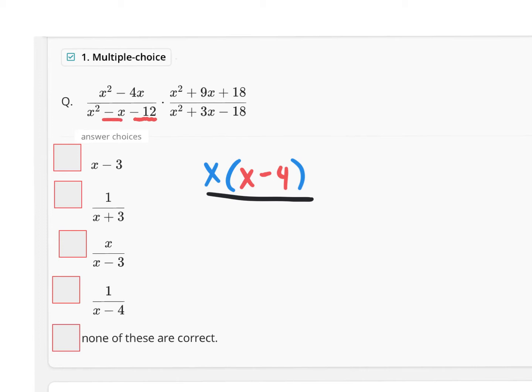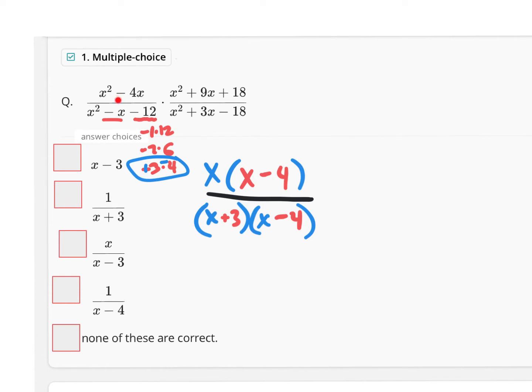And if it helps you, you can make a list like negative 1 times 12, negative 2 times 6, negative 3 times 4. And you think which pair of numbers combines together to give you the middle value, negative 1. Well, the negative 3 plus 4, that's a positive 1. So those are the right numbers, just the wrong signs. So change that to a plus 3 and that to a minus 4. So the denominator will factor to two sets of parentheses with the x, and we have a positive 3 and a negative 4. So this is our entire first fraction factored.